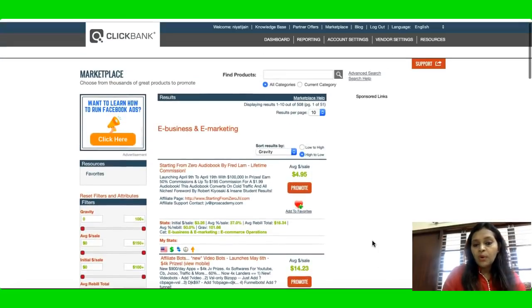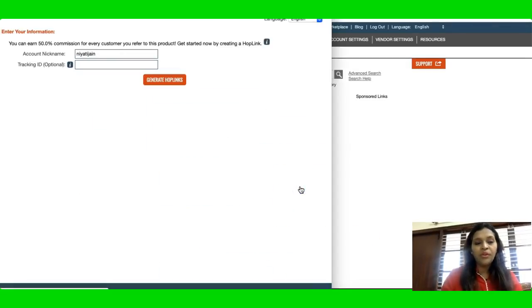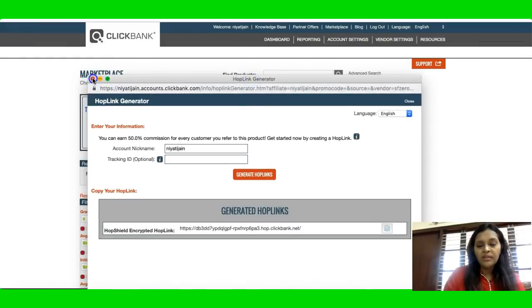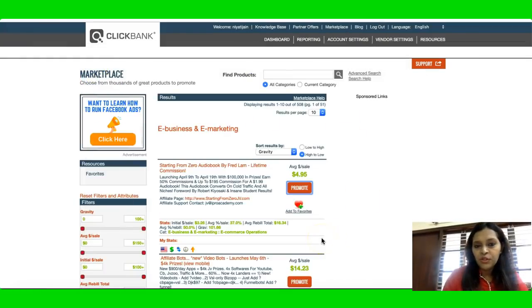All right, so this is where you need to check the product, and in order to get your link, you just need to generate your hop link, and this is the link which is required. All right, so here is the way you need to get your link.